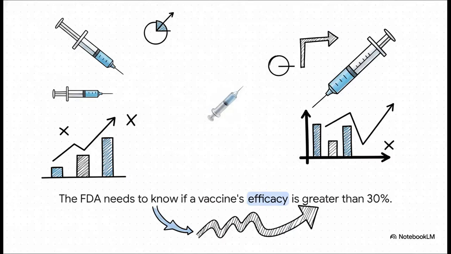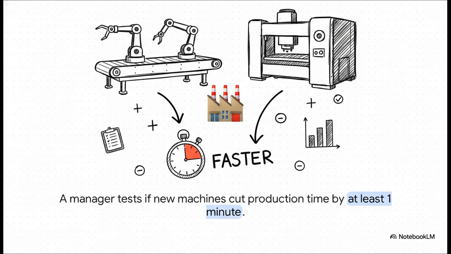For example, an organization like the FDA might set a very specific bar. They need hard proof that a vaccine is effective, say better than 30% efficacy, before they can even think about approving it. Or, think about a factory manager. Maybe they've just spent a ton of money on new machines. They have to know, is this thing actually faster? Is it shaving off a meaningful amount of time, like a full minute from production?